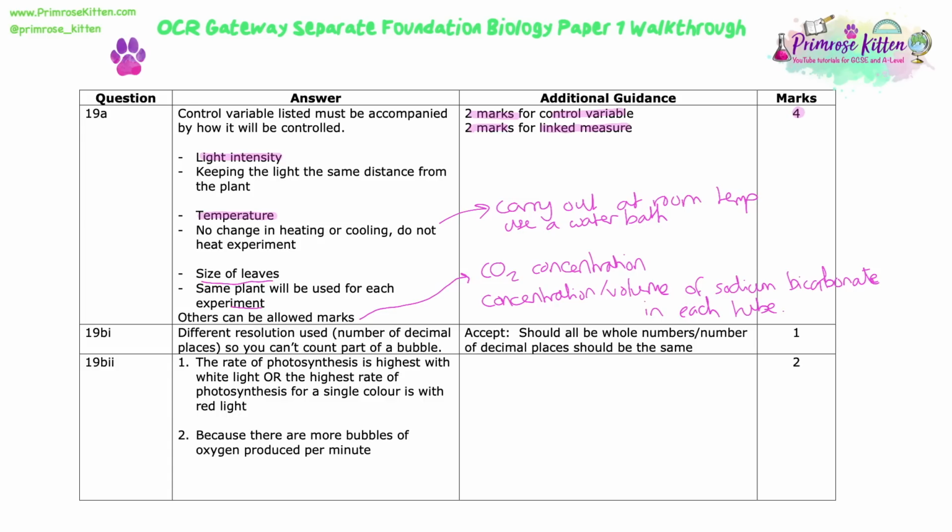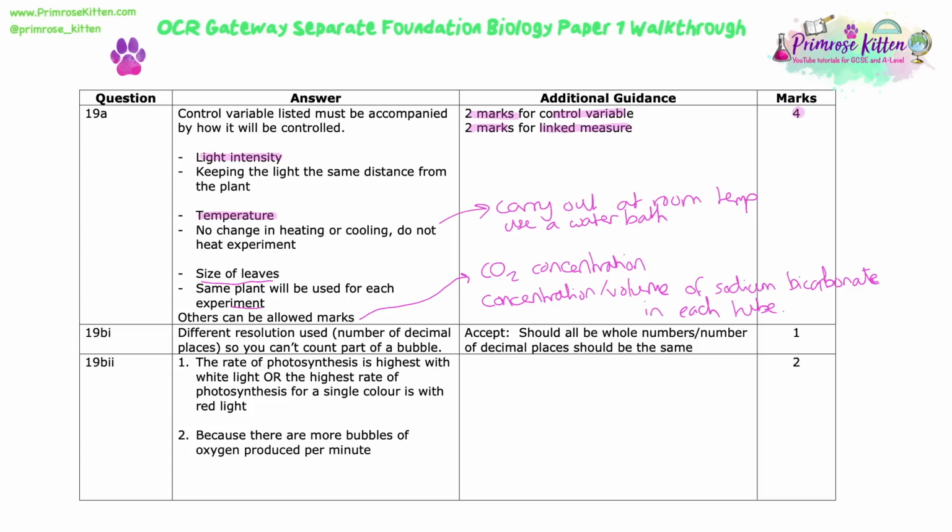B1, you've got different resolution used, or the number of decimal places was different, which is what we said. So you can't count part of a bubble or half a bubble. You could say that they should all be whole numbers, or the number of decimal places should be the same for all of them. Any of that is acceptable. Ideally, you want to talk about whole numbers, or the same number of decimal places being 0, because, as we said, you can't count half of a bubble.